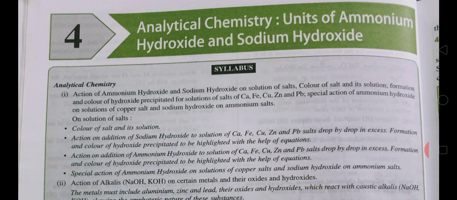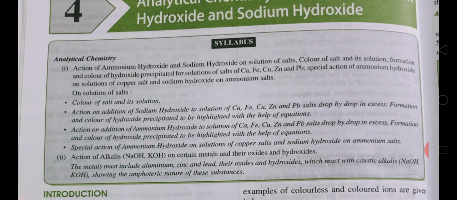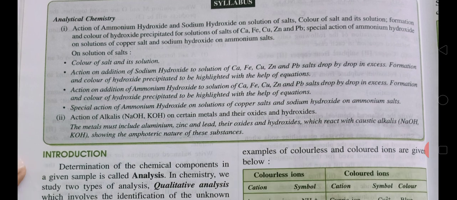Then second is action of alkalis, that is NaOH and KOH on certain metal and their oxides and hydroxide. The metal must include aluminium, zinc and lead, their oxides and hydroxides which react with caustic alkalis, that is NaOH, KOH, showing the amphoteric nature of these substances. Now children, these are the contents of this chapter.